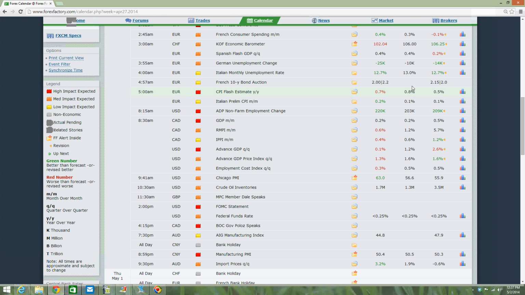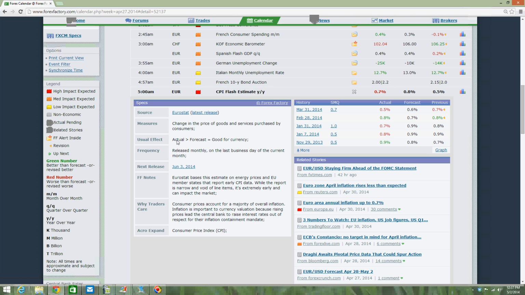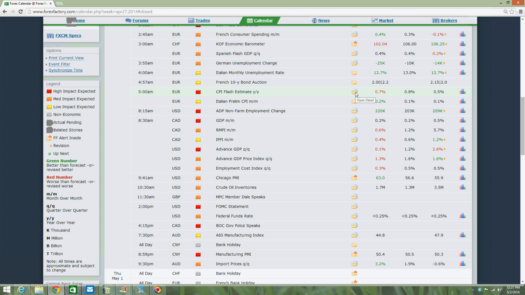Why? The initial reaction was caused by the fact that the CPI, or the inflation, actual has come in lower than the forecast. If you click on the detail here, you see that if the actual is bigger than the forecast, then this is good for the currency. But the actual in this case has been lower than the forecast, so this should be negative for the currency. And the market dipped something like 40 pips from the 138 towards the 137.70 area, just like that, based on the lower expectations.